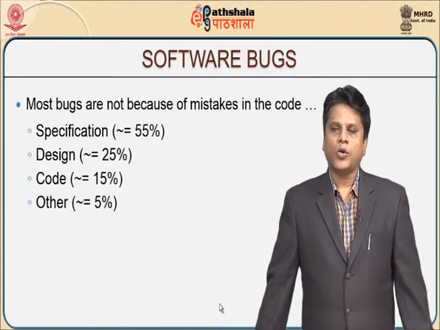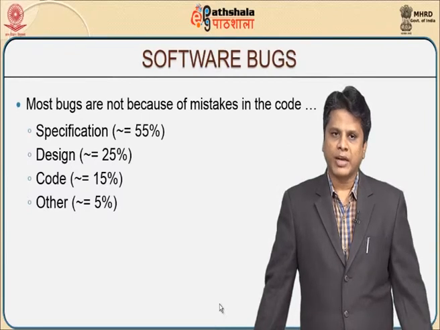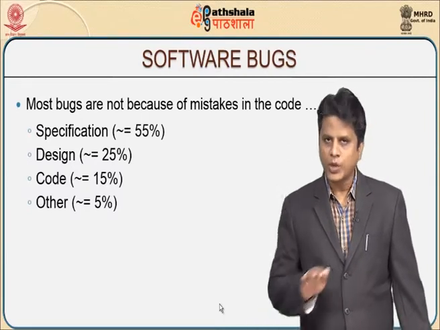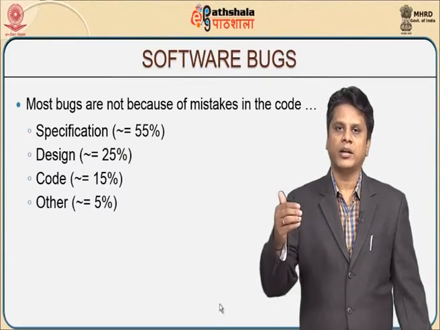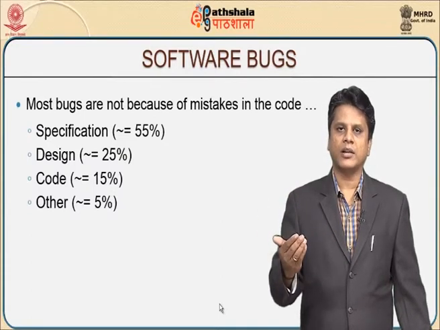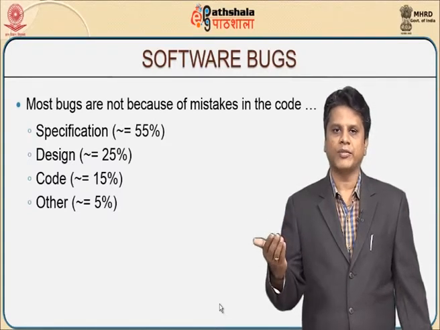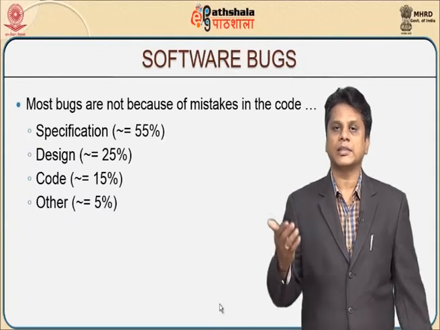So, what would be the impact of these bugs during the entire phase of the software development life cycle? Most bugs are not because of mistakes in the code. Not only in the code, as I have already pointed out, it can be at any point. As part of the software development life cycle, it can start from the beginning, that is at the requirements analysis and specification level. So, 55% of the bugs turn out at the requirements analysis and specification level.